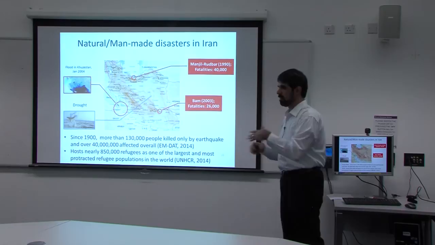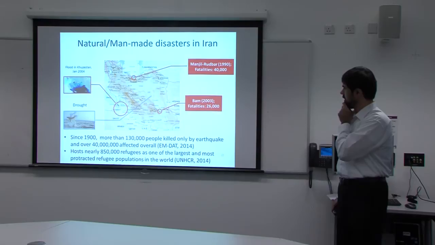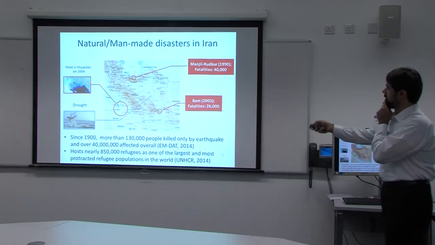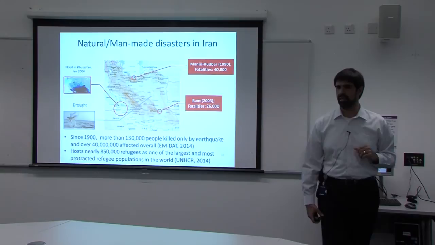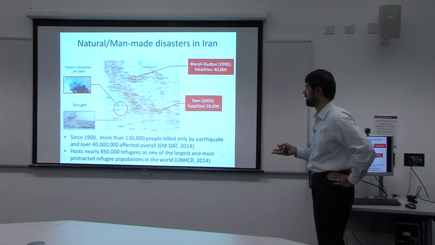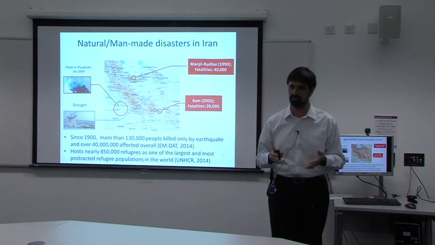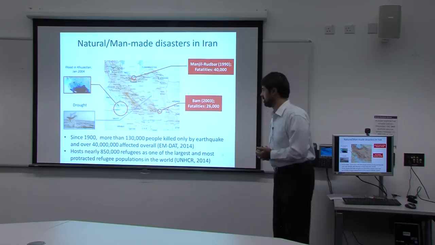And at the same time, we have flood, mainly in the areas where we have some main rivers in here and in the north. And also drought. Iran is located in a dry area, and drought is a major problem. Since 1900, in the past 110 years, more than 130,000 people were killed only in earthquakes. And over 40 million people were affected by different types of disasters. So nearly half the current population, 60% of the current population, has been affected one way or another by these disasters.